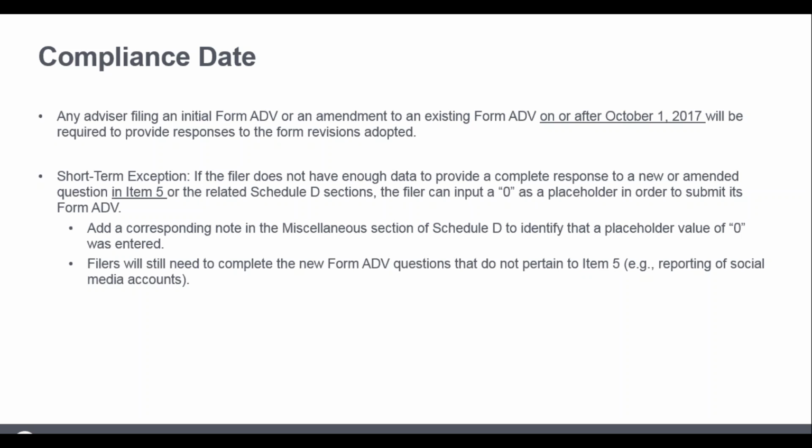To the extent that you don't think you're going to have a prompt amendment coming up, you're still going to want to start to think through the data that you're going to need to complete your annual updating amendment. So go ahead, let your finance team know about these changes, and let them know what they're going to be expected to pull together to help you get these questions answered.